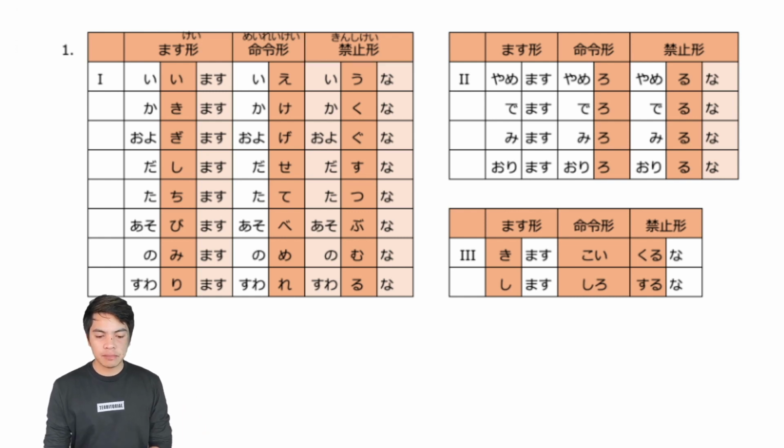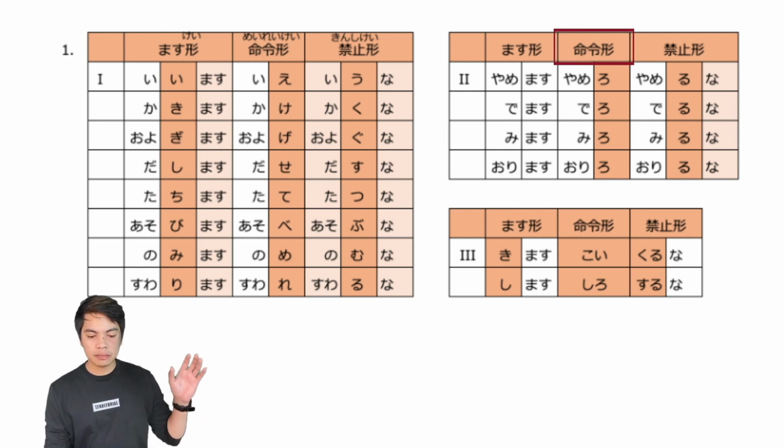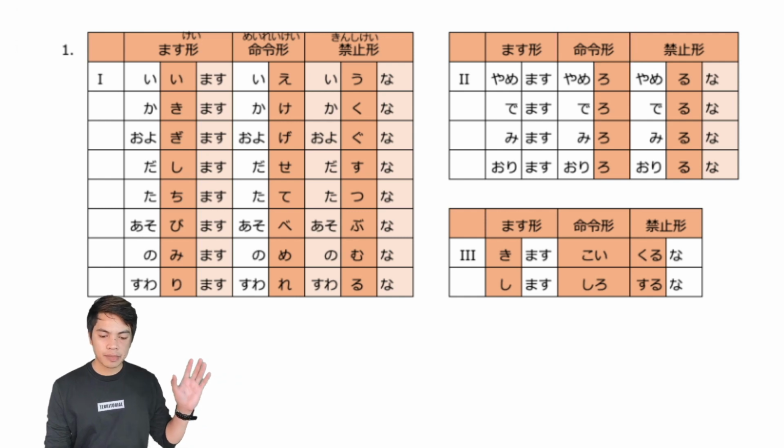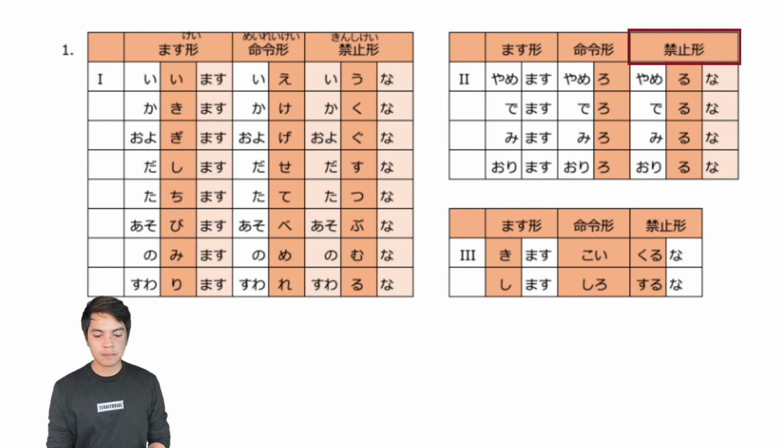For the group 2 verbs, let's start from the meirei kei. Just remove the masu and add ro. So just simply remove masu and add ro. Let's start from the verb yamemasu, yame, yamero, yamero. Next, demasu, dero. Mimasu, miro. Orimasu, oriro. And the kinshi kei of the group 2 verbs, just add na to their dictionary form.